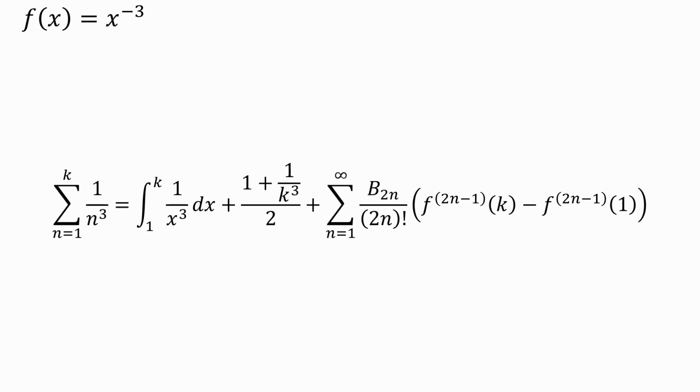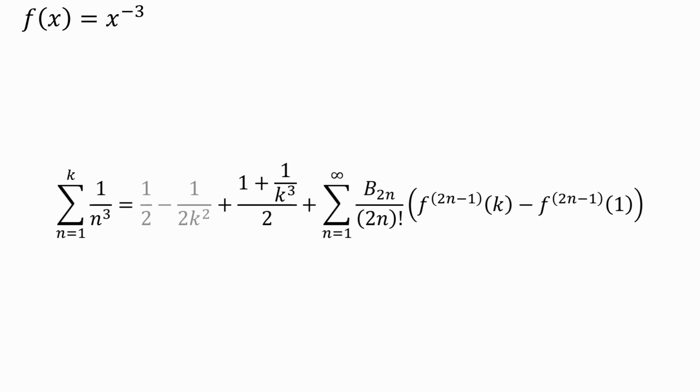The integral isn't very hard. The integral of 1 over x cubed is the integral of x to the minus 3, which is minus a half x to the minus 2, or minus 1 over 2x squared. This becomes a half minus 1 over 2k squared. The fraction can be split into two terms.